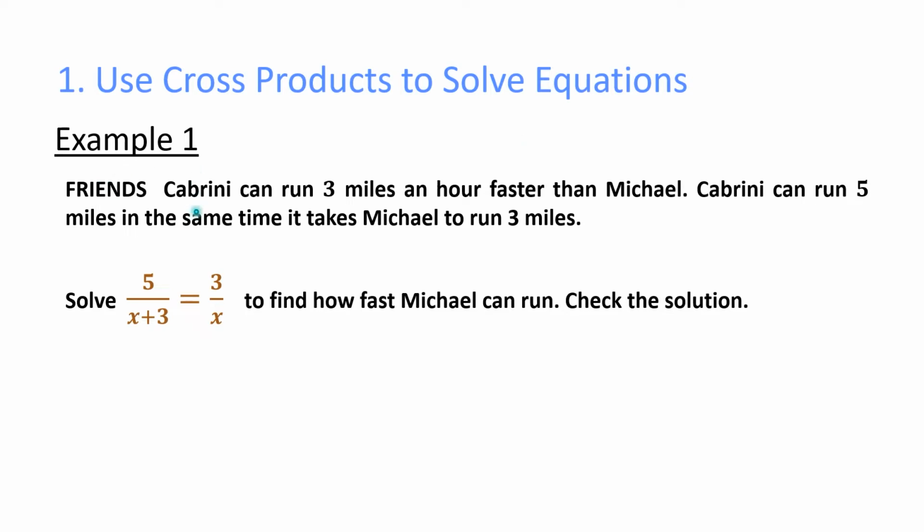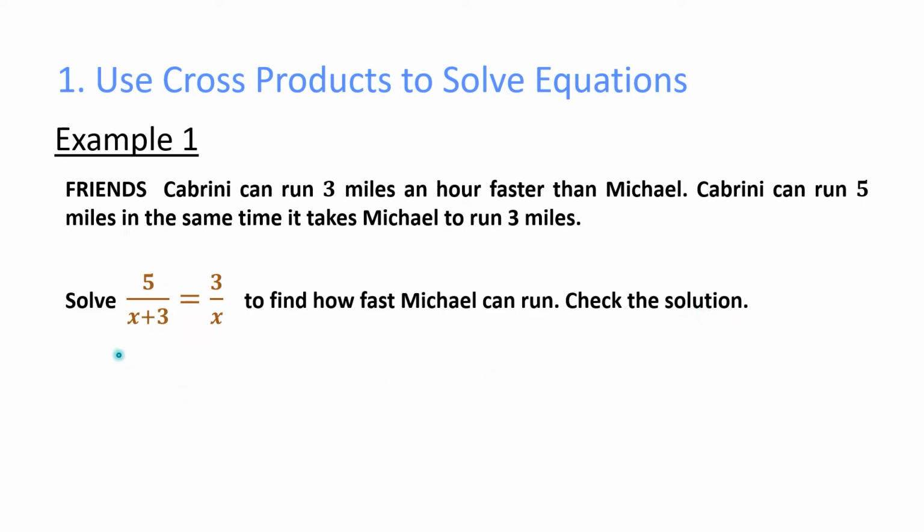For example, Cabrini can run 3 miles an hour faster than Michael. Cabrini can run 5 miles in the same time it takes Michael to run 3 miles. Solve 5 over x plus 3 equals 3 over x to find how fast Michael can run. Check the solution. In this problem, we are asked to solve this equation as well as check the solution.